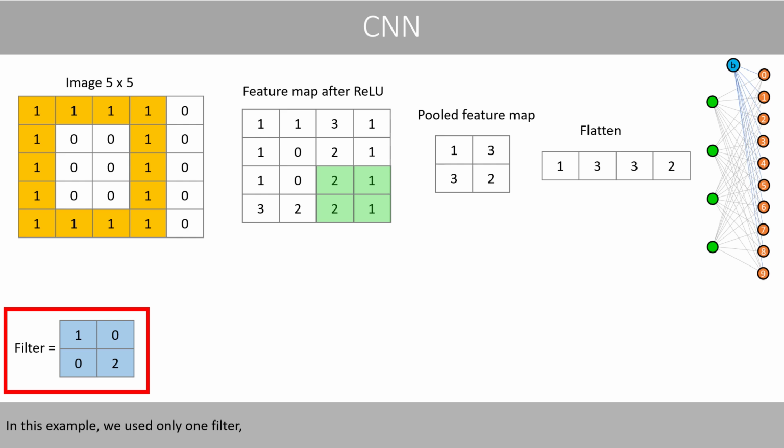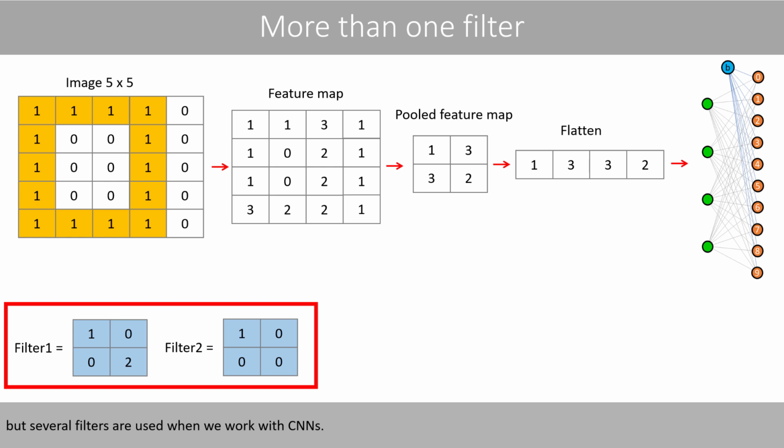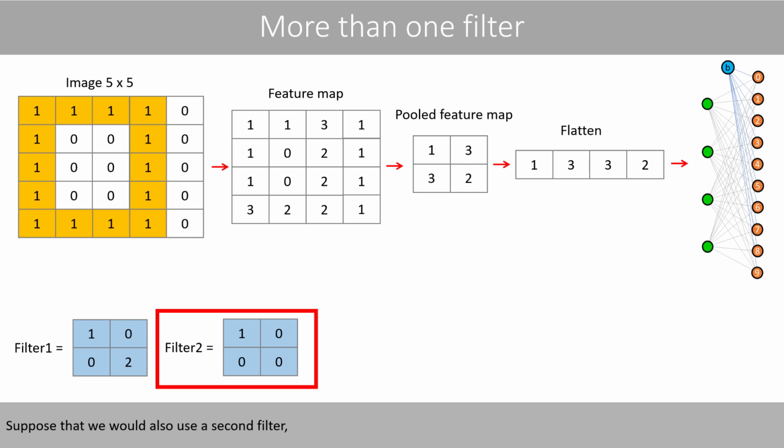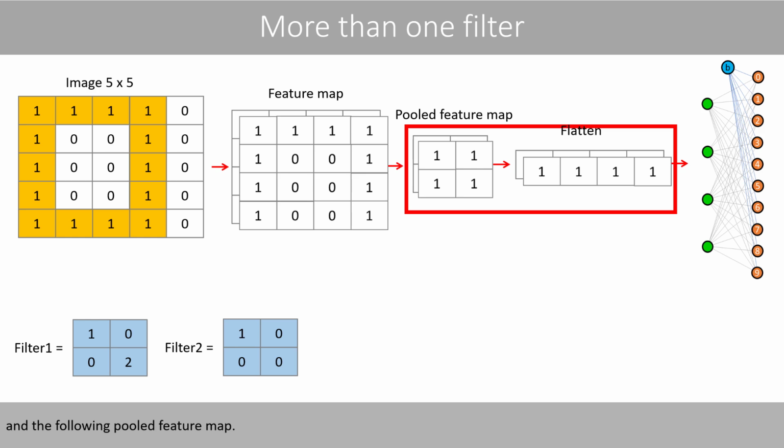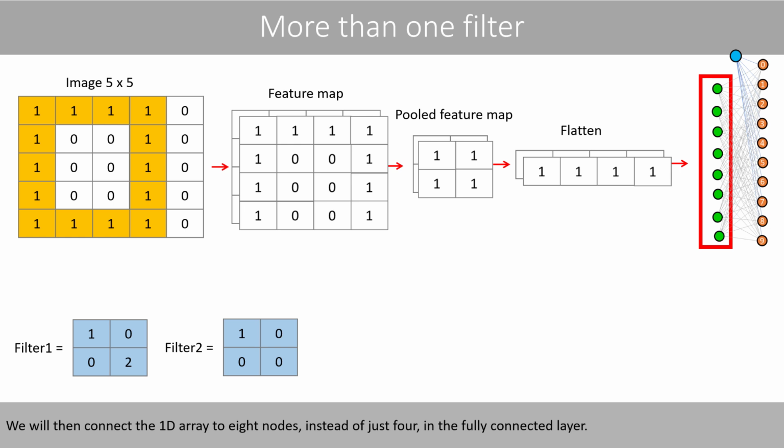In this example, we used only one filter, but several filters are used when we work with CNNs. Suppose that we would use also a second filter. Using this second filter will result in the following feature map and the following pooled feature map. We then connect the one-dimensional array to 8 nodes instead of just 4 in the fully connected layer.